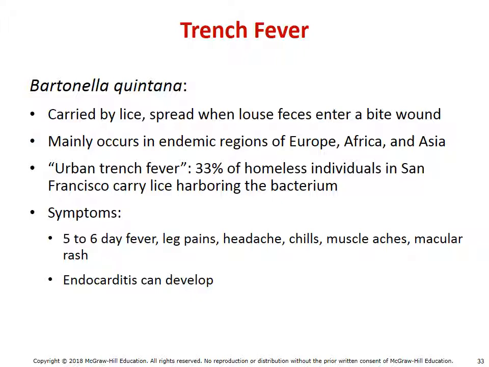Let's move on to another Bartonella species known as Bartonella quintana. Bartonella quintana causes something called trench fever. Interestingly enough, what carries quintana is lice. And really, the transmission of the infection is through the feces of the lice. So you need a wound, and then the lice need to defecate in the wound.